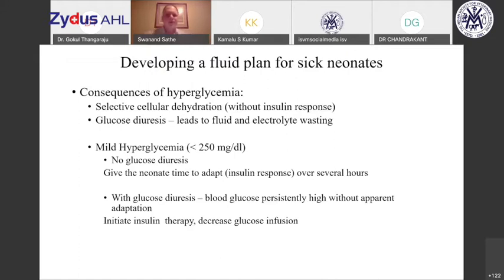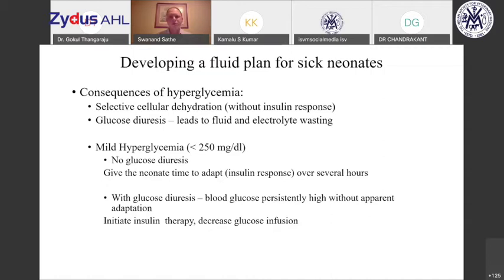So what can happen because of hyperglycemia? Because of hyperglycemia, you can have cellular dehydration. Cellular dehydration can sometimes lead to certain aspects like brain swelling, brain edema, without an insulin response. But we are more concerned about glucose diuresis.